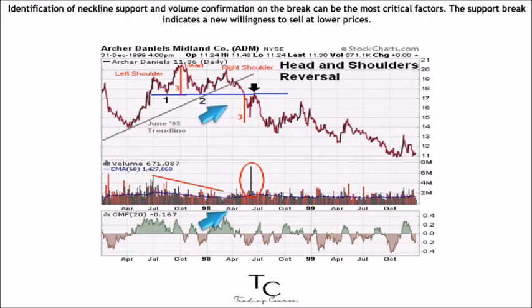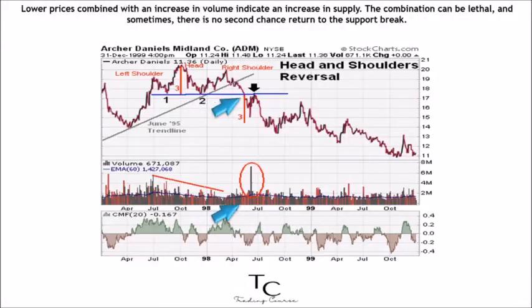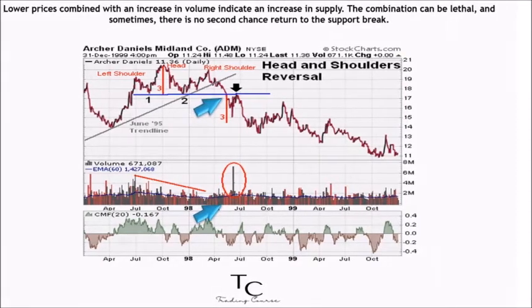Identification of neckline support and volume confirmation on the break can be the most critical factors. The support break indicates a new willingness to sell at lower prices. Lower prices combined with an increase in volume indicate an increase in supply. The combination can be lethal, and sometimes there is no second chance return to the support break.